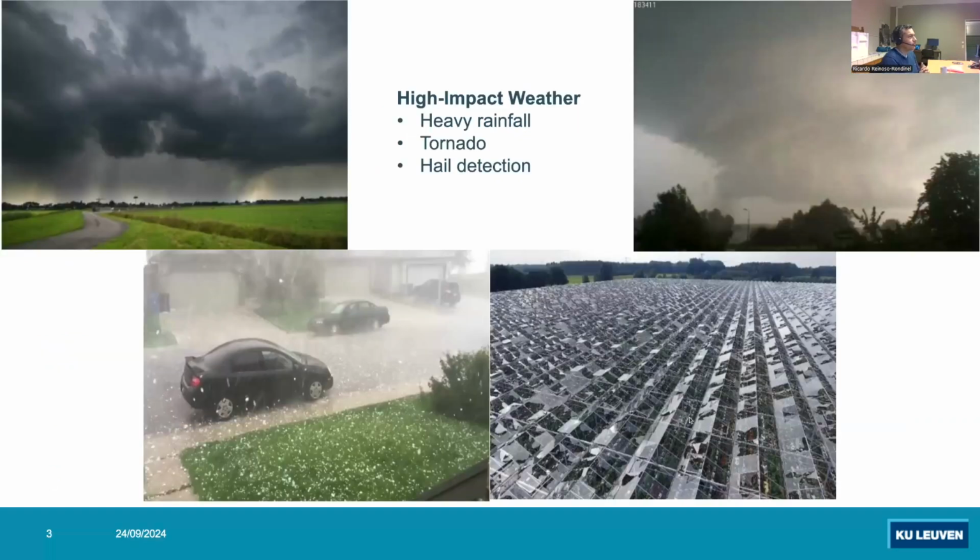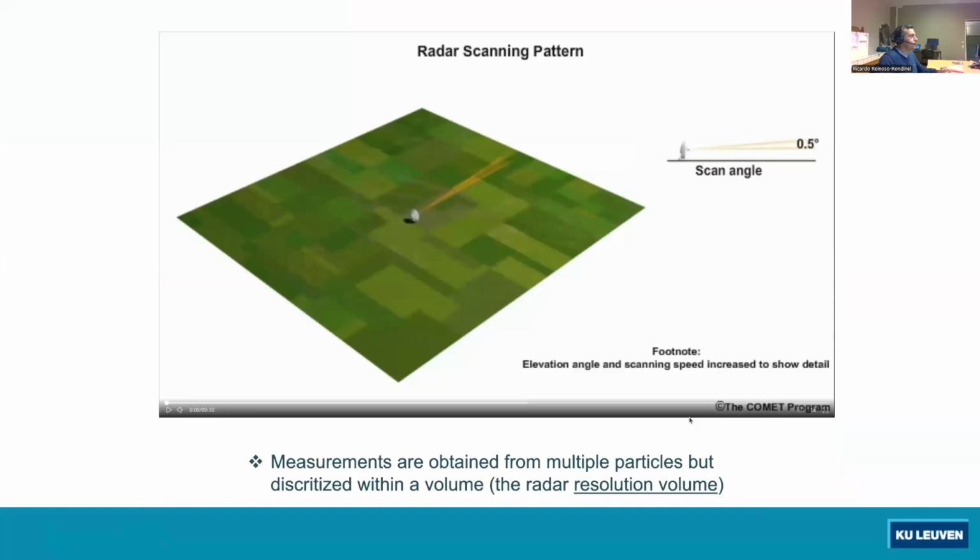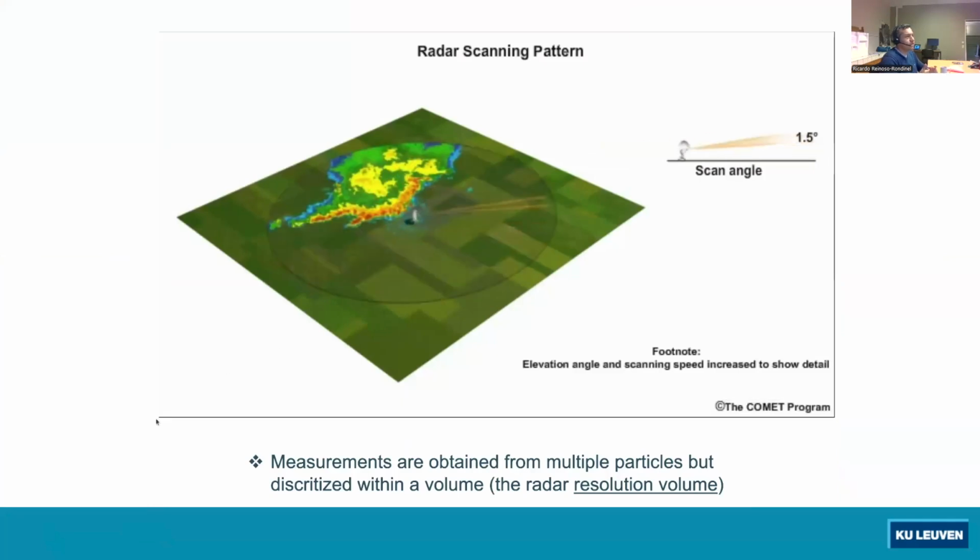So weather radars are a very useful remote sensing tool to monitor severe weather events like tornadoes, severe wind gusts, hail damage, or also extreme precipitation, estimation of extreme precipitation. So there has been a lot of effort from the weather radar community to improve the data quality from those weather radars. And with that, I would like to show you, as a warm up, how a weather radar does the scanning and how it obtains the data from the surroundings.